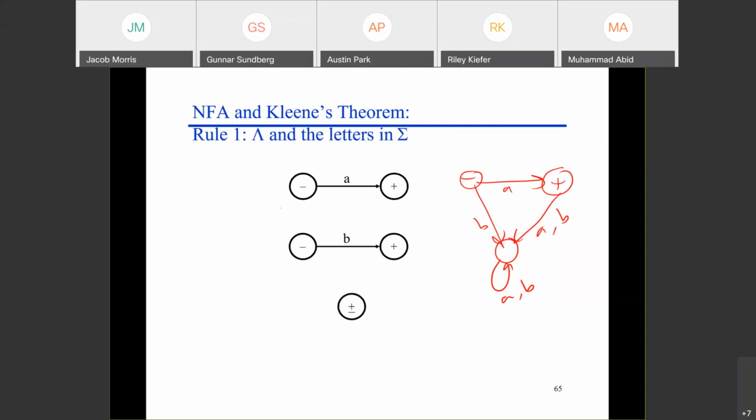And what is this FA doing? It is accepting only one word, which is A. That's it. If you see, you are here and you give A, you go here. That's it. It is only accepting this word. If you give B, or after that you do anything, it will not accept.